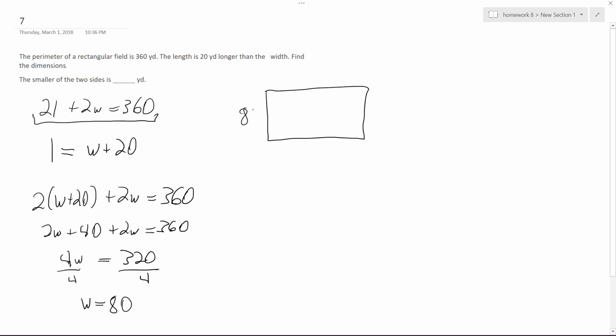And so that's 80. So the length is just W plus 20, so this is 100. So 100 plus 100 is 200, and then 80 plus 80 is 160. So 200 plus 160 equals 360. So the smaller of the two sides is just 80 yards.